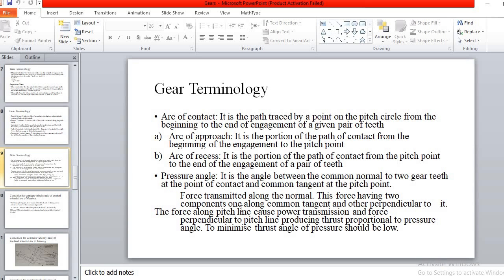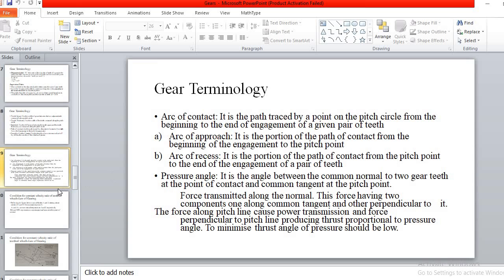And the path of recess is nothing but the path of contact from the pitch point to the end of engagement. So this total path of contact I can separate out as a path of approach and a path of recess. Path of approach is from the start of the engagement to the pitch point, and path of recess is from the pitch point to the end of the engagement. So these are nothing but related to the pressure angles.